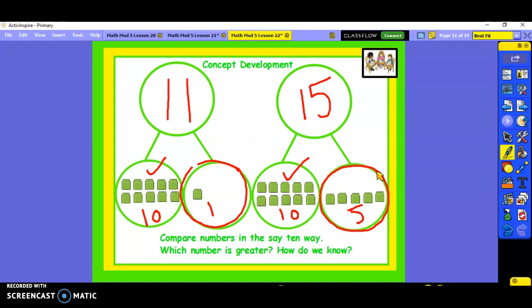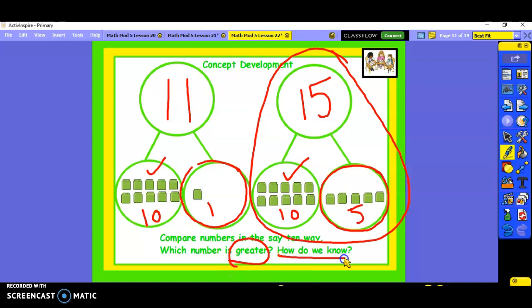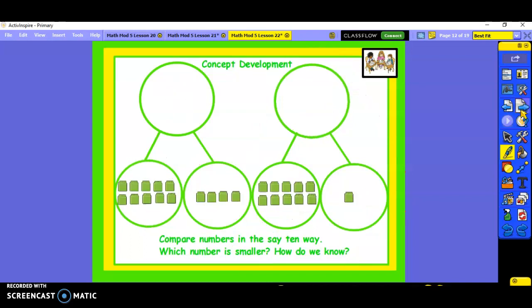So let's talk about that. Is 5 larger or greater than 1? Yes. So we can say that 15 is greater than 11. You can also say 15 is more than 11, but Miss Narcan wants you to try to use that word greater. And how do we know? Because we broke our number into parts, and we saw that they both had 10s, but they had a different amount of 1s. Let's look at our next number to compare.